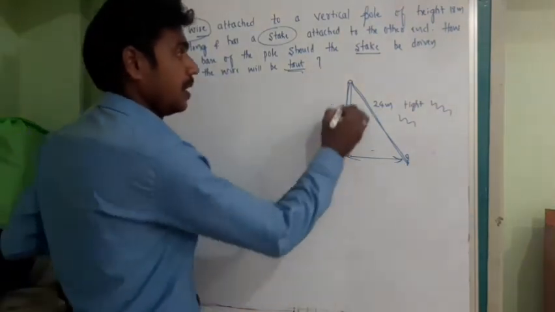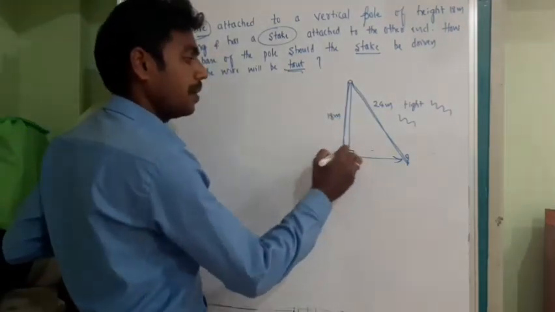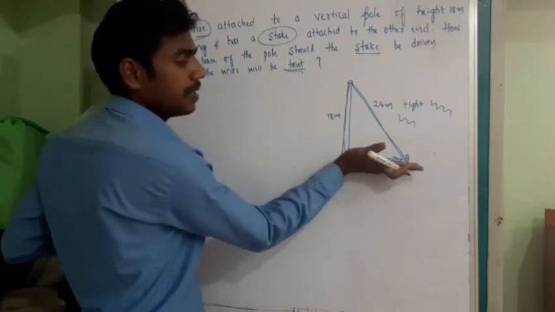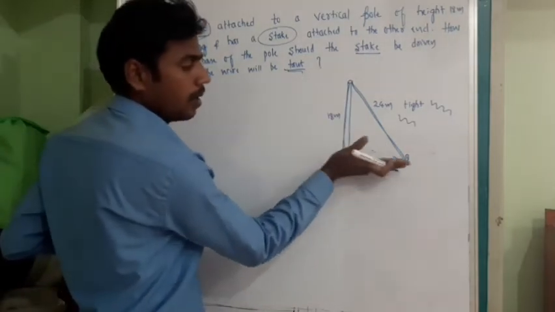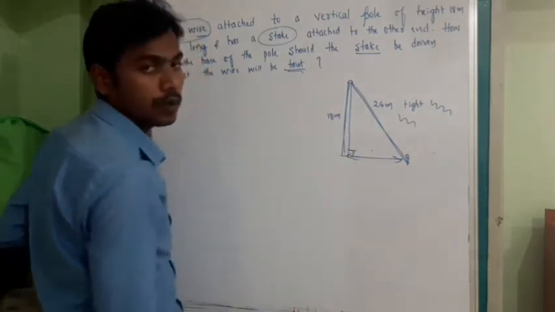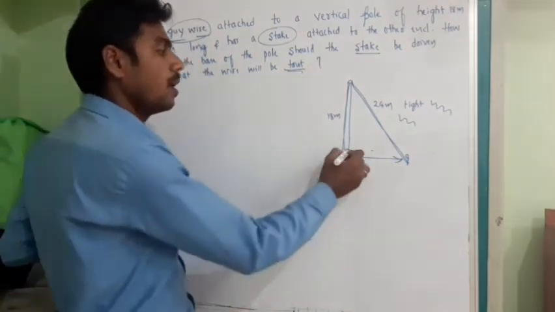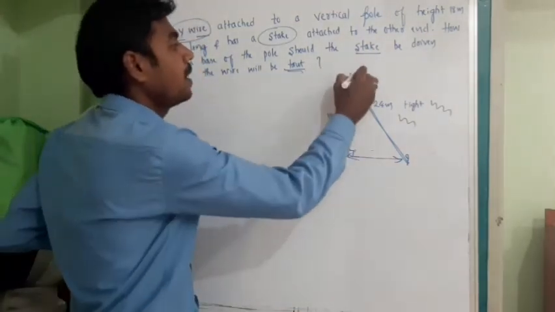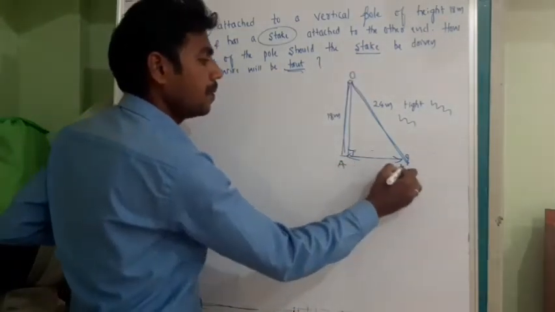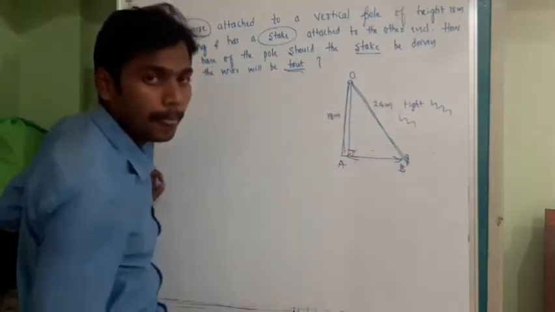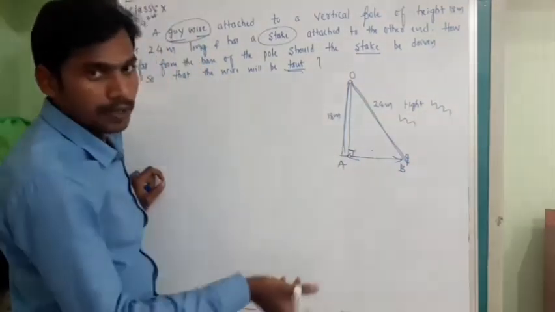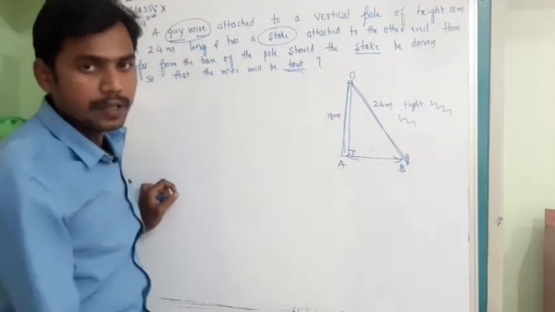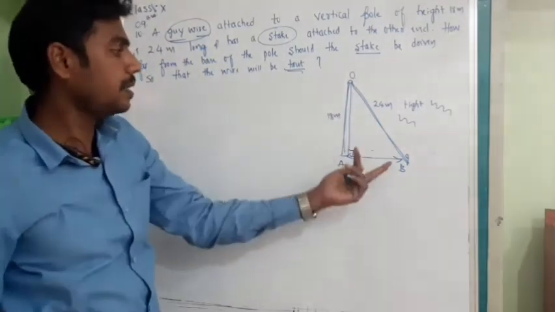See, the pole will be perpendicular to the ground. The ground will be horizontal, the pole will be vertical. Obviously it is going to make 90 degree. So the side opposite to the 90 degree will be the hypotenuse. We can name the triangle OAB. So OB is the hypotenuse, OA and AB are the other two sides. Making use of the Pythagoras theorem, we can find this particular dimension.